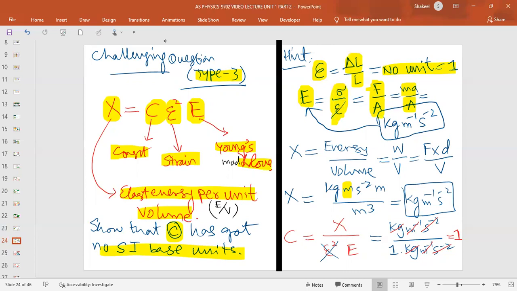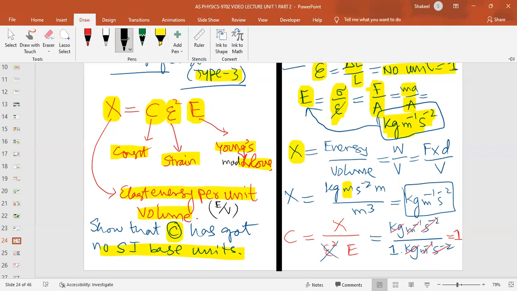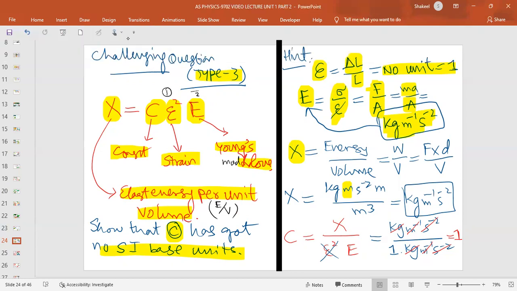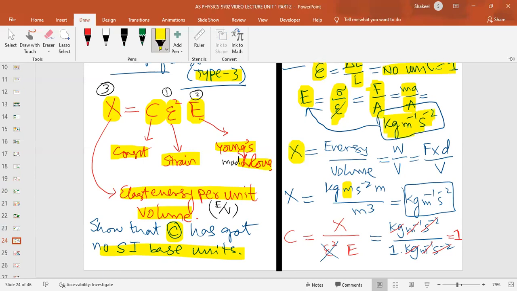And then F is m a and area is A. So just put the units. We have already done this before. So the unit of Young modulus is kilogram per meter per second squared. Okay, now we have to work out X. Like we are working out the separate units. First we worked on strain, second we worked on Young modulus, and thirdly we are working on X, and then we'll put all of them in the equation to prove that C has no unit.